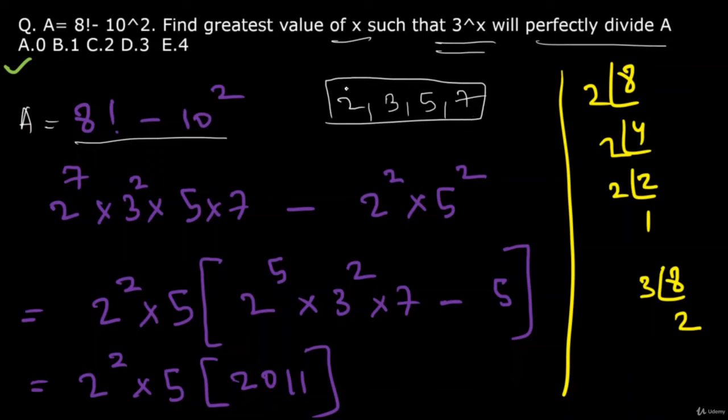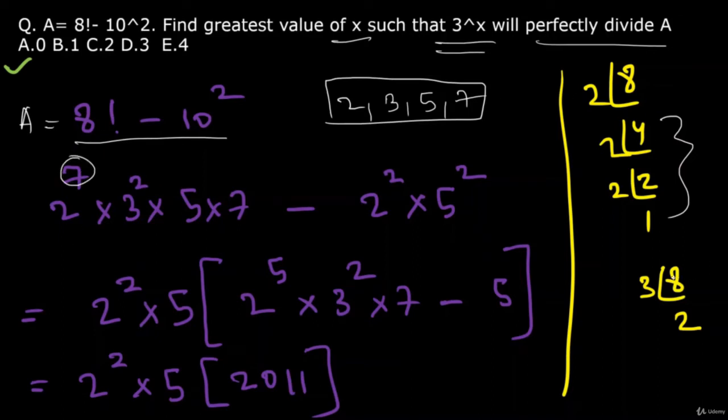Alright, let's start with 2. We take 8 over here. Now when you divide it with 2, you get 4. 4 by 2 you get 2, and 2 by 2 you get 1, right? So 4 plus 2 plus 1, that's equal to 7. So there are 7 2's in 8 factorial.